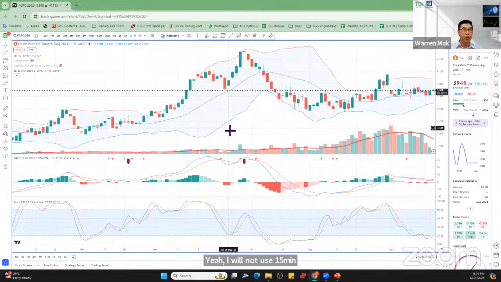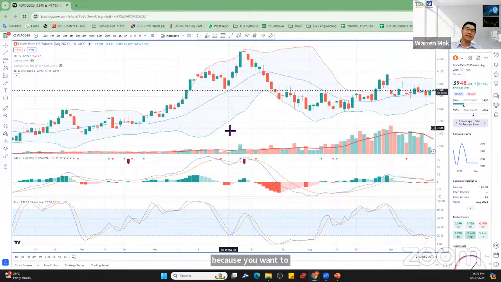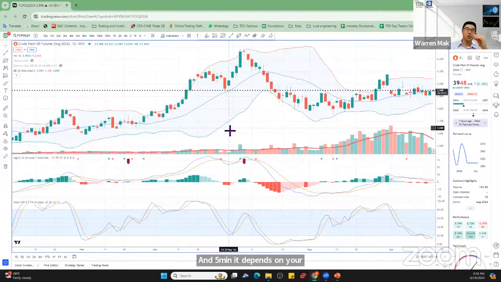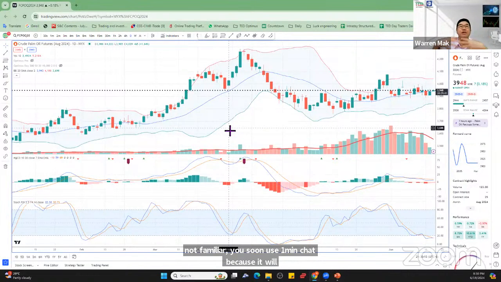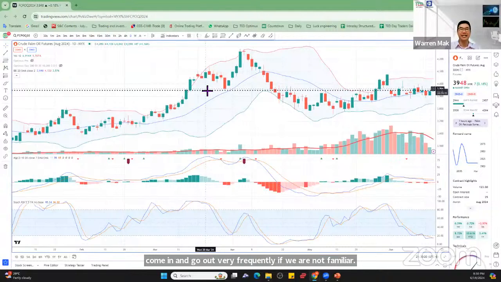But if you want to do trend following, that means you want to capture a large trend, then you may want to use 15 minutes or even 30 minutes because you want to carry it for days and weeks. Then you shouldn't use 5 minutes. If you're scalping intraday, you should use between 1 minute and 5 minutes. Whether it's 1 minute or 5 minutes depends on your risk appetite. If you are not familiar, you shouldn't use the 1 minute chart because you will come in and go out very frequently. Every single bar you see, you will be very scared. So I advise you to use the 5 minute chart.